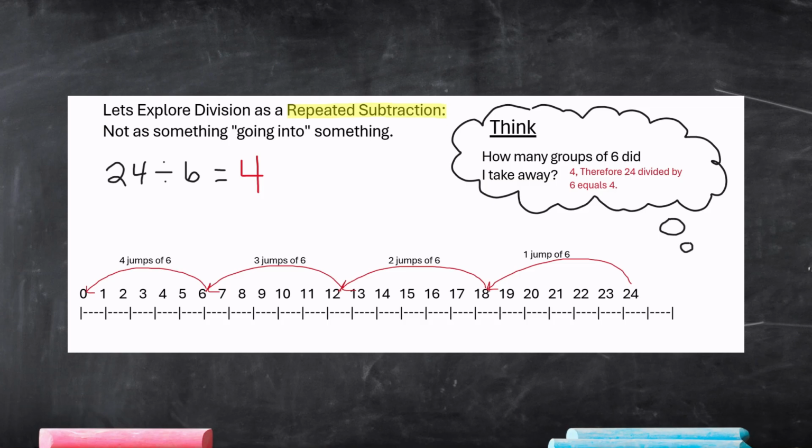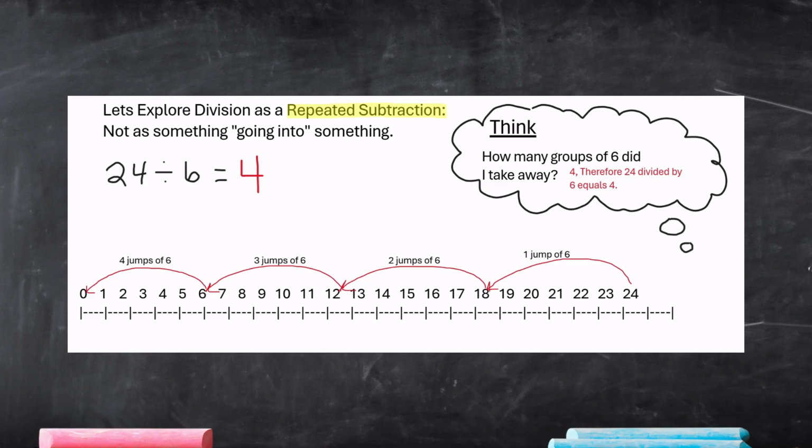So in this very simple basic example, we have a number line showing 24 and we are dividing by 6. So in this case, all that's telling us to do is to take groups of 6 away from 24 until you run out. And the amount of groups that you take away is the quotient to the problem.